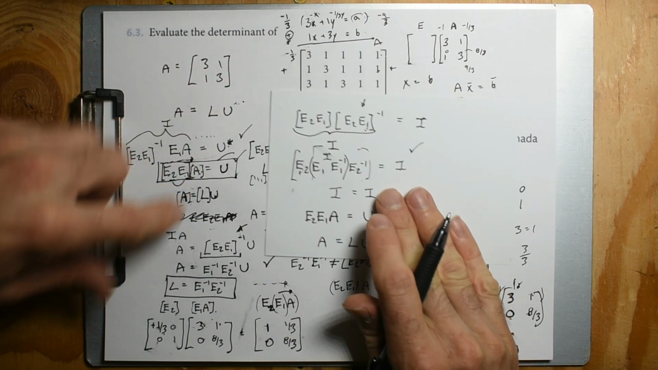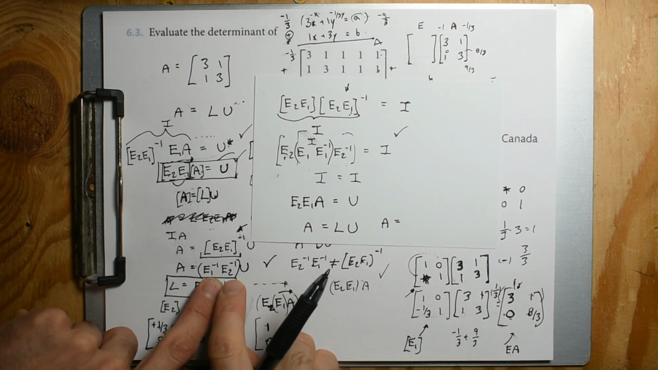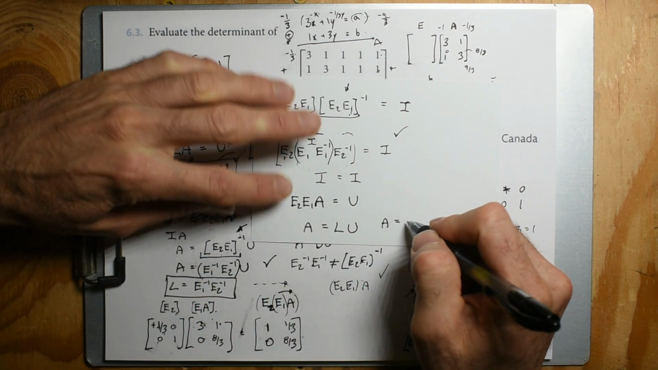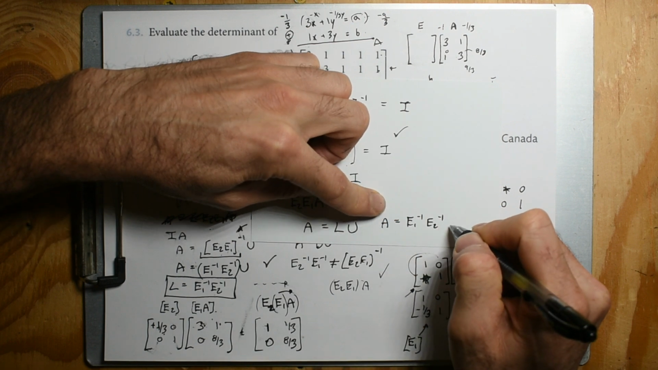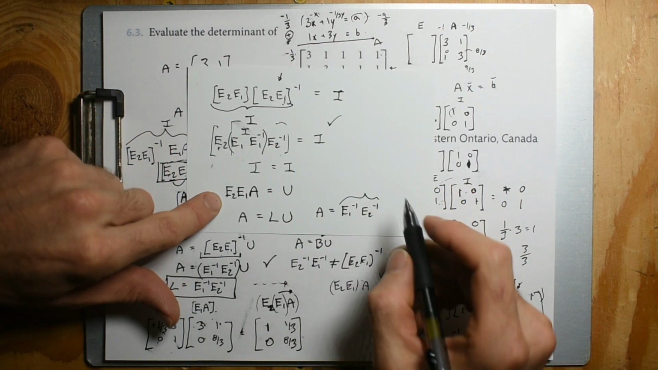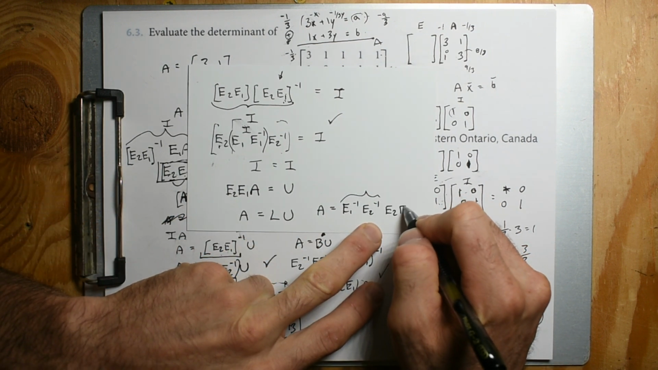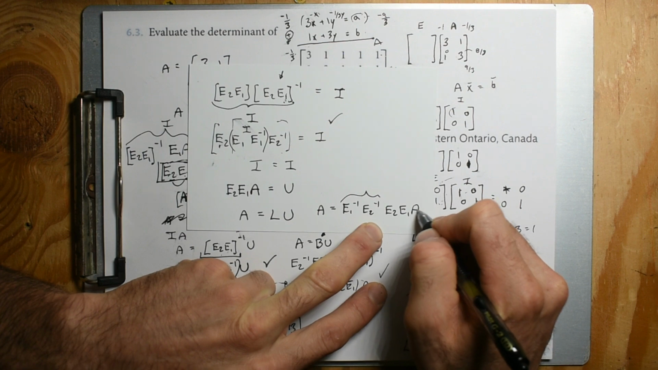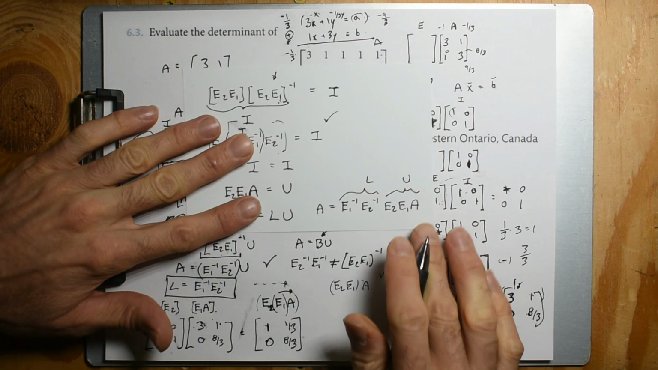The lower now is this. That is a check on reality that for sure is the lower. So we have E1 inverse, E2 inverse. That's our lower. And now we're going to multiply it by the upper. And the upper is this, so it's E2, E1A. And so this is the upper. So we have lower times upper.